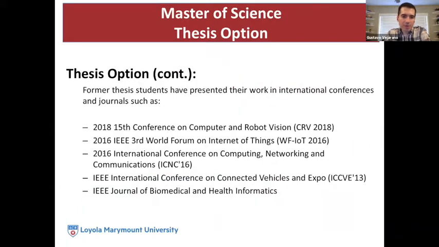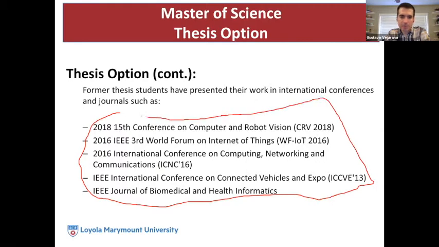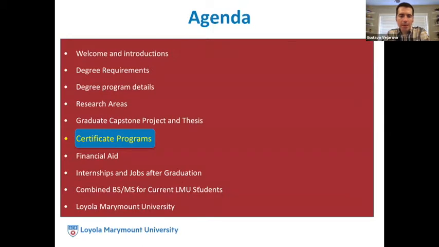These are some of the conferences and journals that students have participated in recently. They're related to some of the projects that you saw. So the conference on computer and robot vision, a conference on the Internet of Things, another conference on networking, and so on.